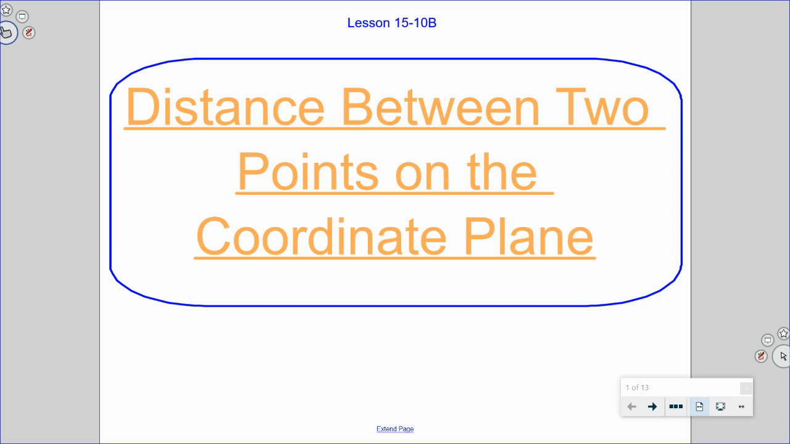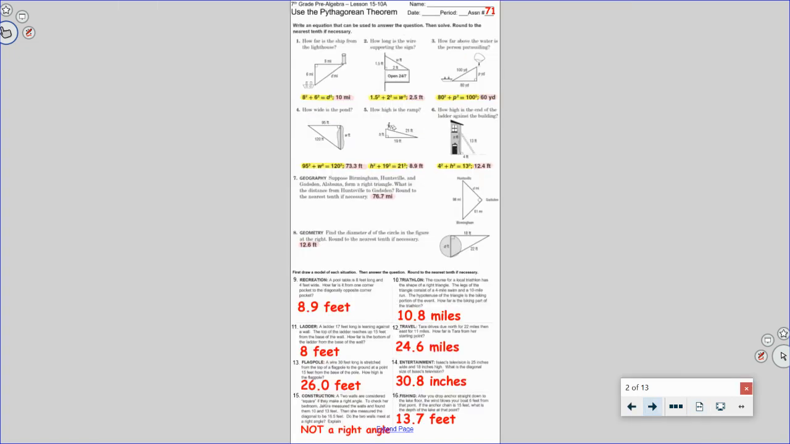Callan here to help you with more Chapter 15, Lesson 10. Today, distance between 2 points on the coordinate plane.